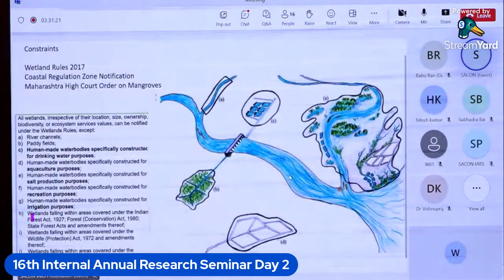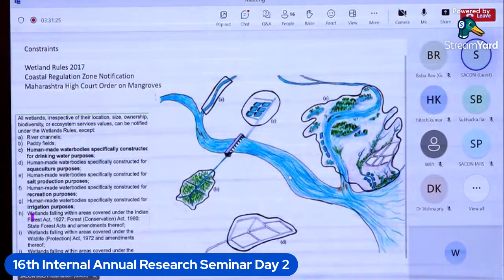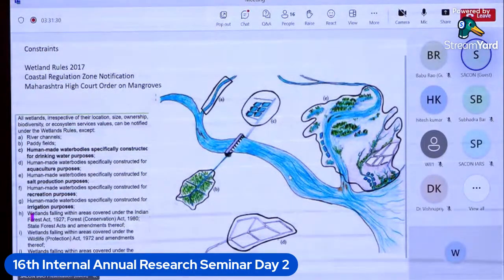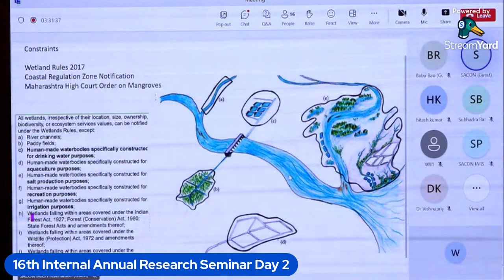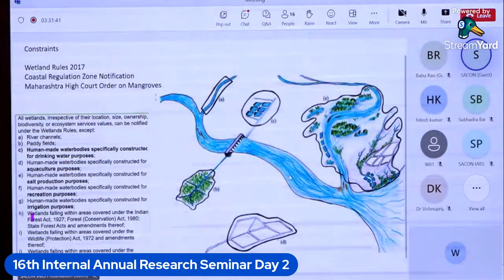And the constraints for the maintenance and management of the wetland were basically the wetland rules for NMMC, second the coastal zone regulation because it comes in 1A, and the third one the Maharashtra High Court order on mangroves. So when we had to give the suggestions, we had to explain to the NMMC how this holding pond does not come under the purview of the wetland rules. Because as per the wetland rules, there is a provision where wetlands which are created for human use do not fall under the wetland rules.